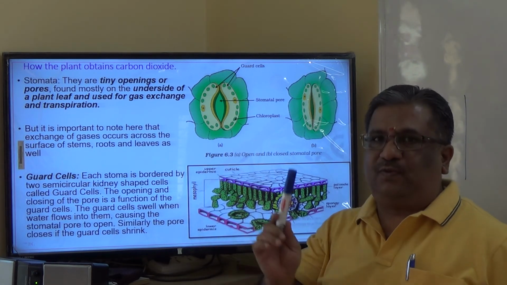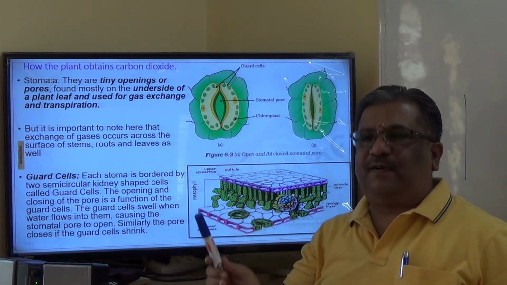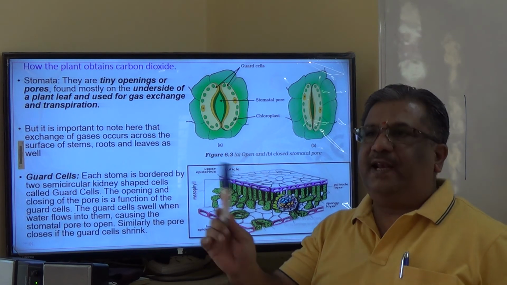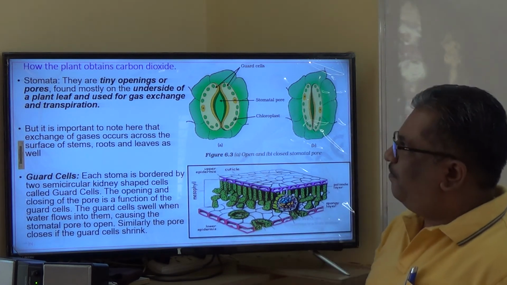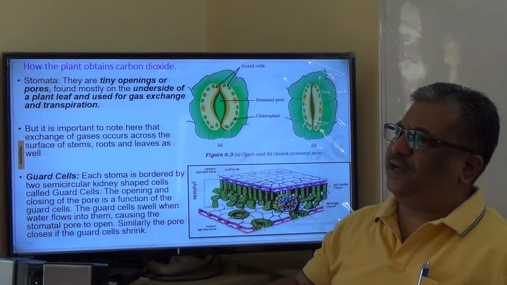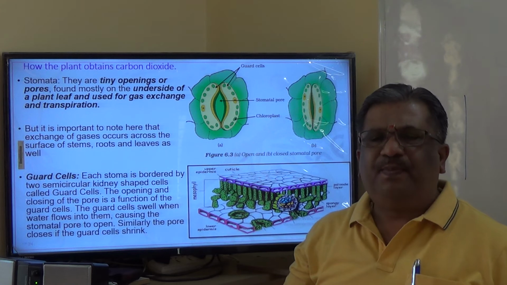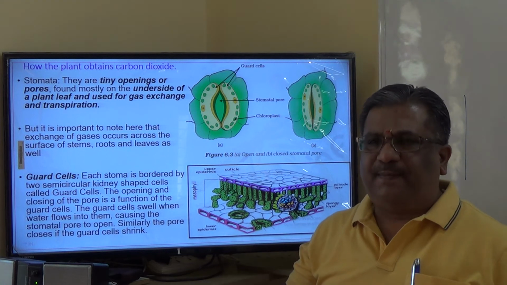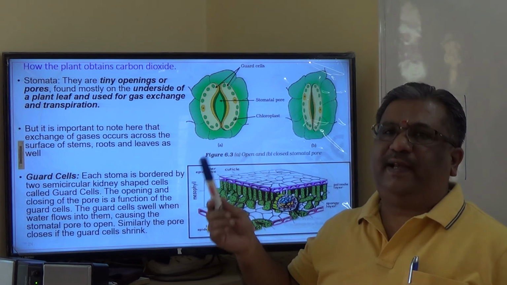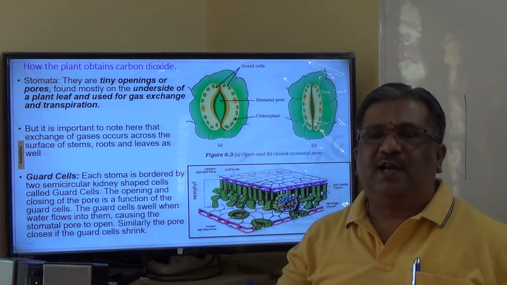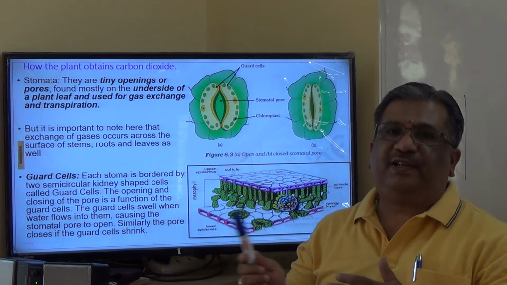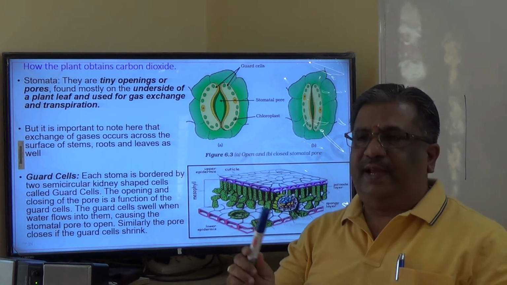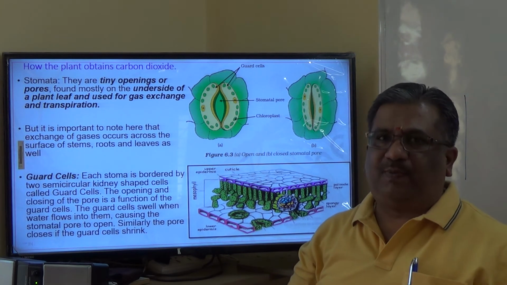The gaseous exchange takes place through the stomatal pores. Opening and closing of the stomatal pores is responsible for passage of carbon dioxide and oxygen through the pores, in and out of the leaf. Of course, stomatal pores are present on the roots, on the stem and the aerial parts of the plant, which are leaves. All across these parts the gaseous exchange takes place, but mainly leaves, the aerial parts of the plant, are the ones that majorly contribute to the exchange of gases. So stomatal pores are the ones through which the exchange of CO2 and oxygen takes place.